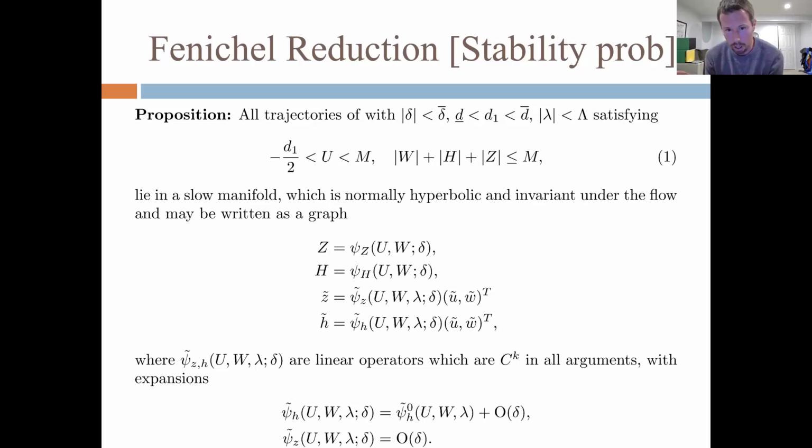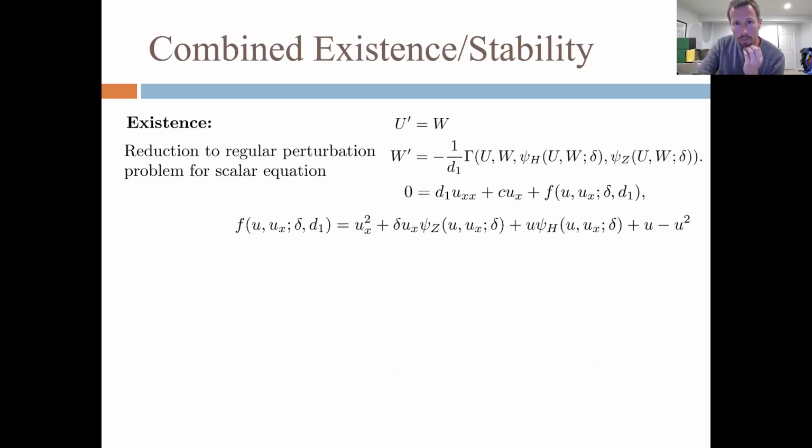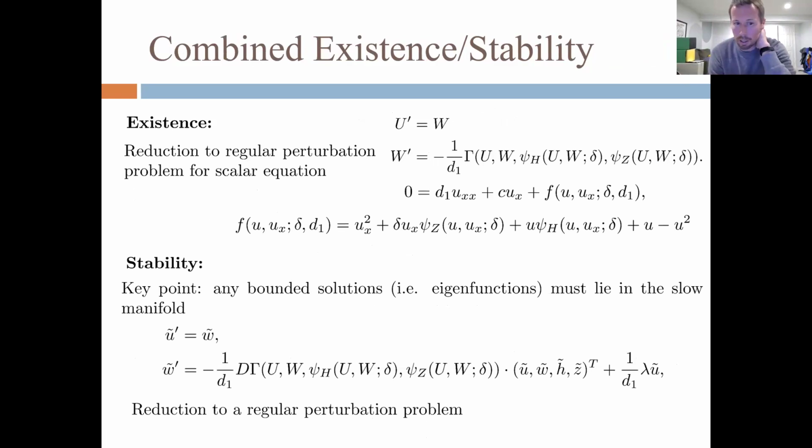The relevant fact here, right, is that the slow manifold for the stability problem remains linear, okay? The system is linear to begin with, so it's linear in the variables u tilde and w tilde. And it contains all of your bounded solutions, right? So you don't have to worry about any sort of eigenfunctions transverse to this manifold. You only have to worry about eigenfunctions within the manifold. And so what you do is you have this existence problem, which I just talked about. And then the stability problem again reduces down to a scalar problem, which you can then analyze using these regular perturbation results that I talked about earlier.